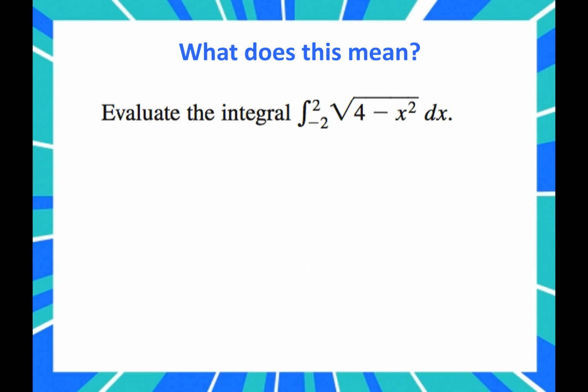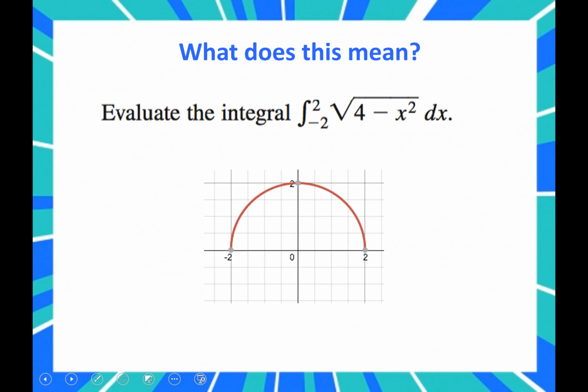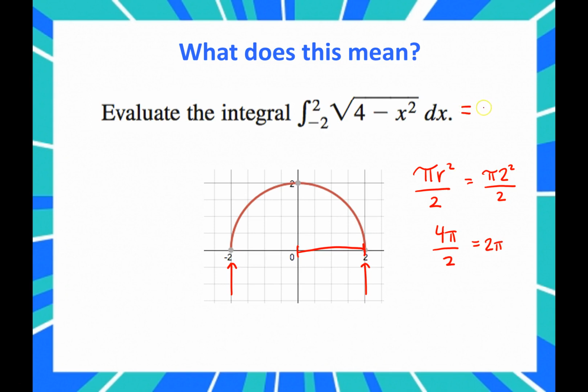How about this? What does this mean? Well, this represents the area under the curve. Well, this is our curve right here. And this is our lower bound, which would be -2, and our upper bound, which would be 2. So if I actually asked you to calculate this, you could, because you know that this is a semicircle, and the area of a semicircle is pi r squared over 2. Here our radius is clearly 2, so we'd have pi times 2 squared over 2, or 4 pi over 2, which is 2 pi. So the answer to this problem would be 2 pi.